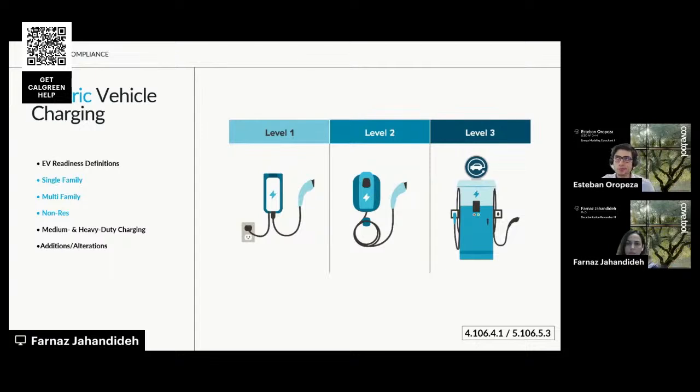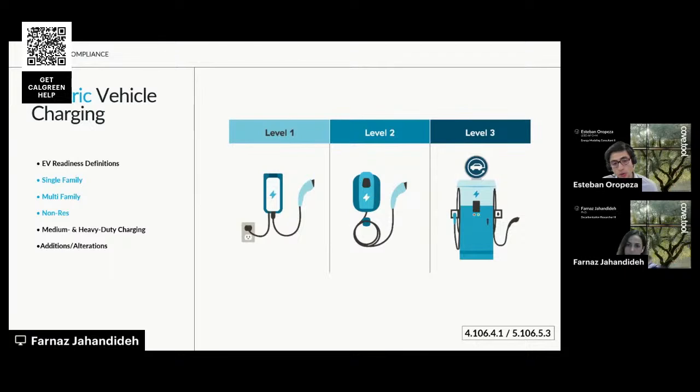Another thing is that new single family is the lowest bar, and all you must do is EV capable, so just leaving the installations for someone to do in the future. For multi-family, hotels and motels, we do have EV capable and EV ready requirements. 40% of all the parking spaces need to be low power level 2 EV charging receptacles, and 10% need to be level 2 chargers.